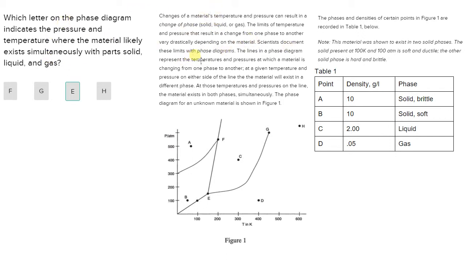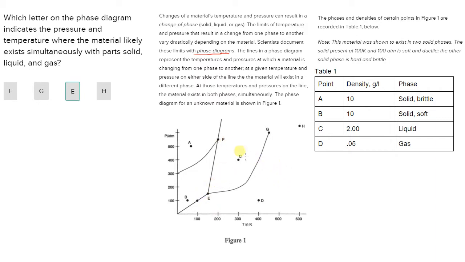It explains that the lines in a phase diagram represent the temperatures and pressures at which a material is changing from one phase to another. At a given temperature and pressure on either side of the line, the material will exist in a different phase. At those temperatures and pressures on the line, the material exists in both phases simultaneously. The phase diagram for an unknown material is shown in figure 1. So this piece of information explains to us how to read this diagram. It's saying that these lines are places where a material is going from one phase to another.